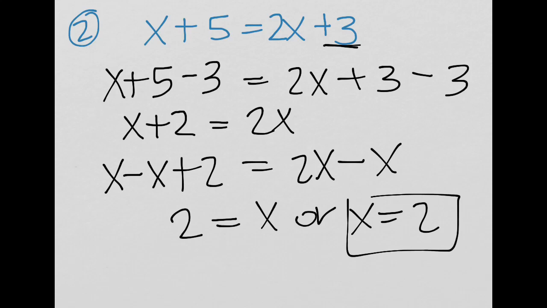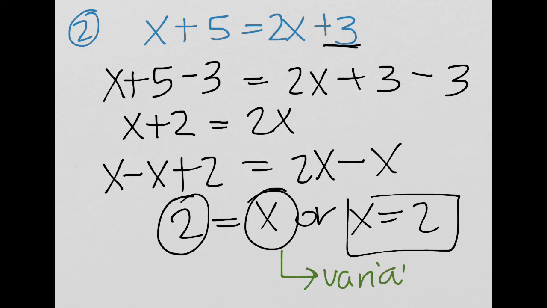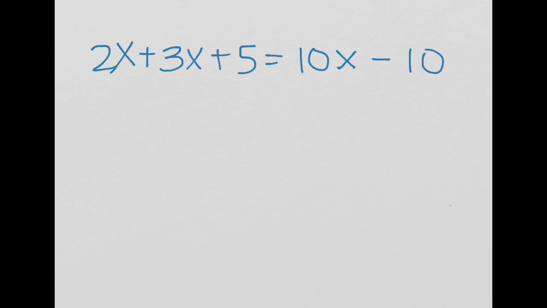Basically, what I've done is I've brought the variables to one side and the constants to another side. So let's write that out. Variable, constant. You can decide which side you want to be the variable side and which side you want to be the constant side. Just remember, each one has to have its own side. Let's look at one more example.